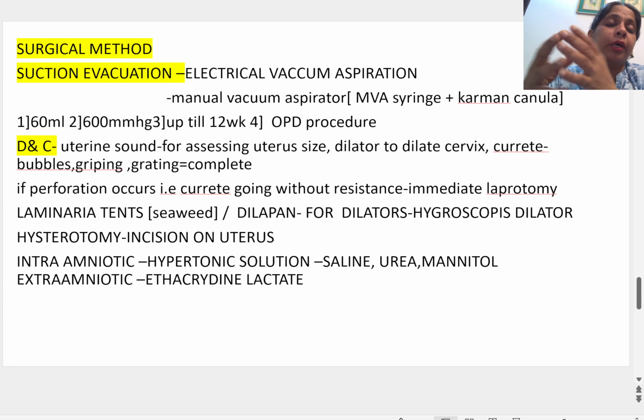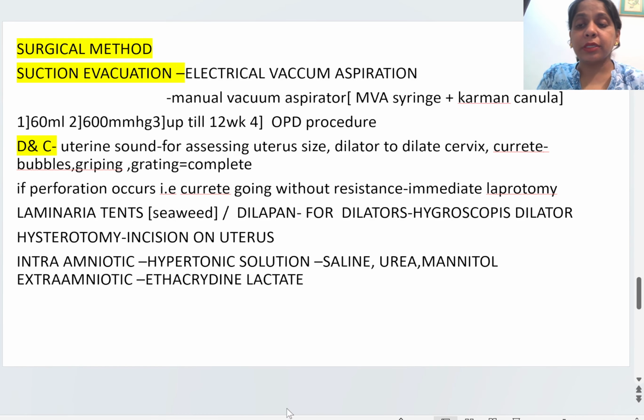It is somewhat similar to lower segment cesarean, but in cesarean we give a scar in the lower segment. In abortion it is quite early, so we give the scar on the uterus itself, because the lower segment is not formed at the time of abortion. Other methods are intra-amniotic: if we give hypertonic saline, urea or mannitol in the amniotic fluid, it also induces abortion. Or extra-amniotic, we give ethacridine lactate. So this was all about abortion.